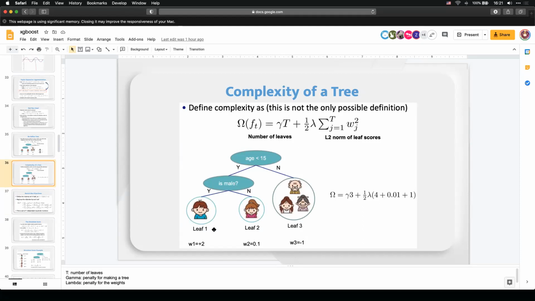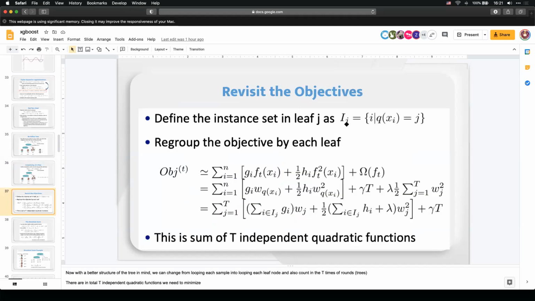So here we have 3 leaves. So 1, 2, 3 leaves. So for each leaf, we call it I. So I is just the instance set in leaf J. And then again, we will rewrite our objective function. So this is what we had before. And this is just expanding this omega by what we just saw in the previous slide.